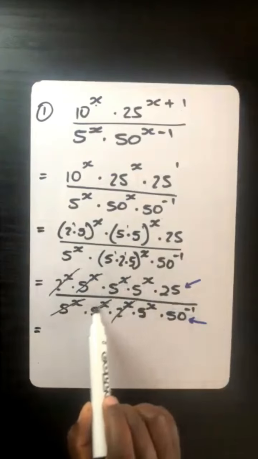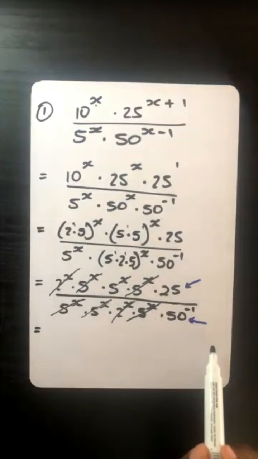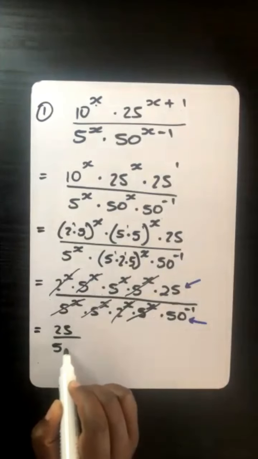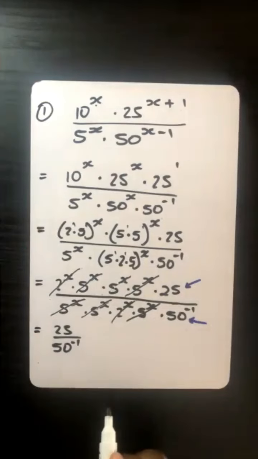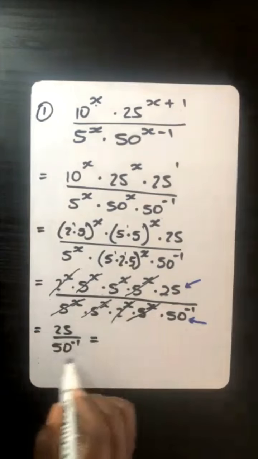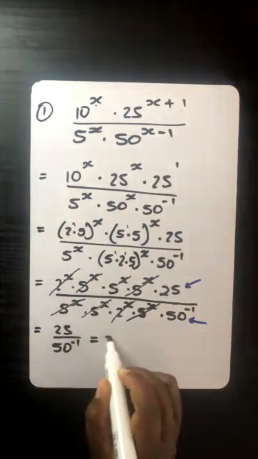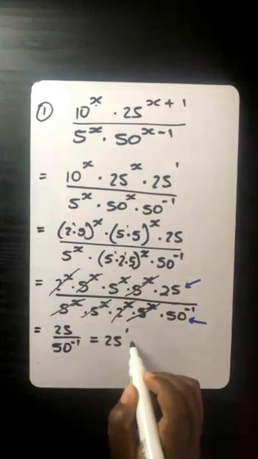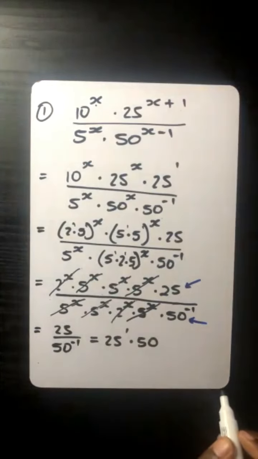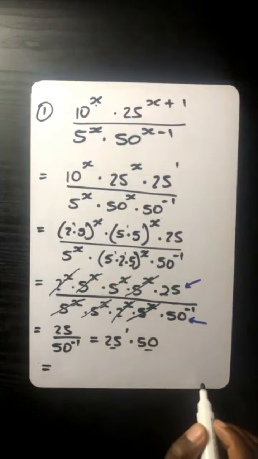5 to the exponent x. They cancel. 5 to the exponent x. They cancel. So now that means I'm remaining with 25 over 5, 50 to the exponent -1. Remember, guys, there's that rule where we said we always want to write the positive exponents, which means 25, it's already with a positive exponent of 1. Then you just multiply with a positive exponent of 50.